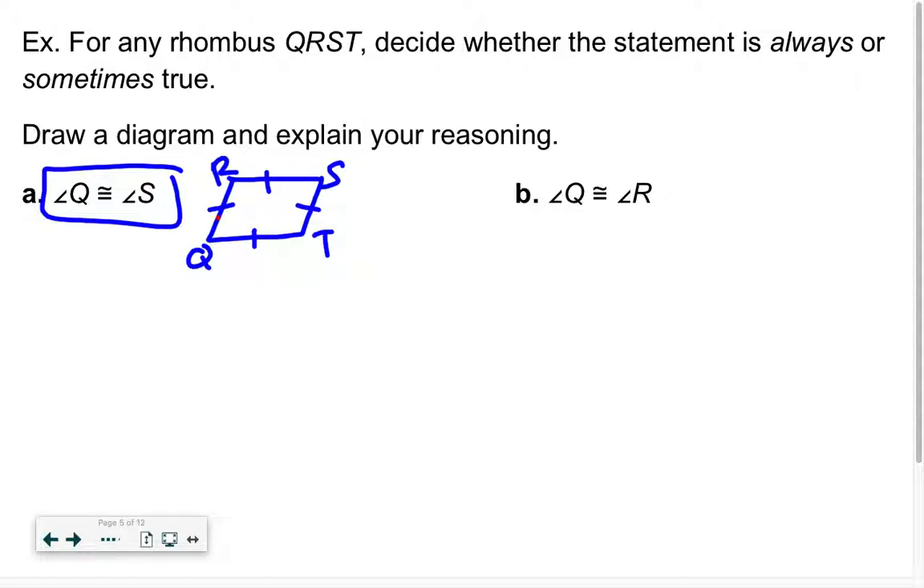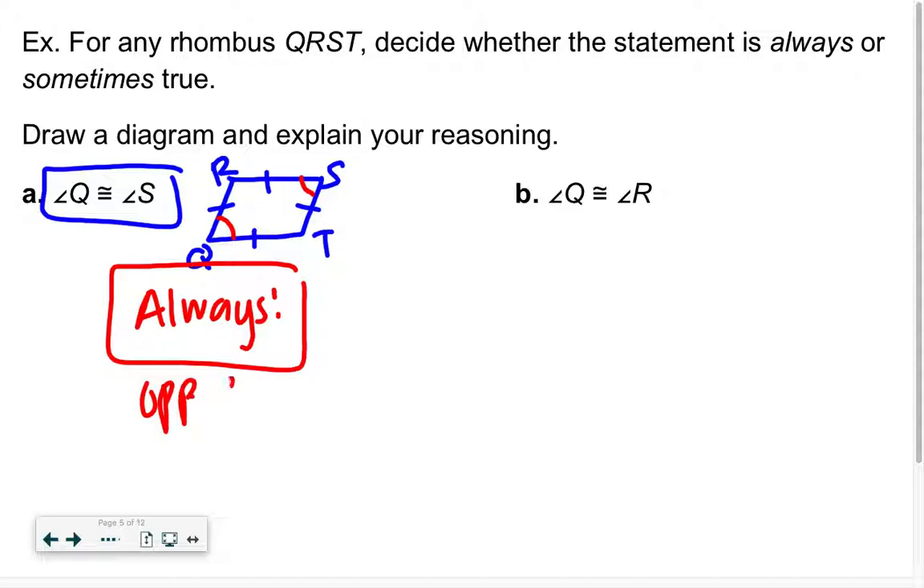So it says, is it always or sometimes true that angle Q is congruent to angle S? Well, is that one of my 5 properties of a parallelogram? Yeah, which one is it? Opposite angles are congruent. Opposite angles are always congruent in any kind of parallelogram. So this is always true. And so when I explain, I would just say opposite angles are always congruent. Any of the 5 properties of parallelograms still apply today. These are all just types of parallelograms.